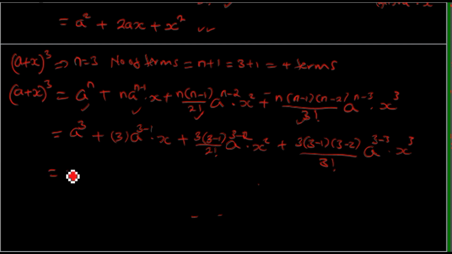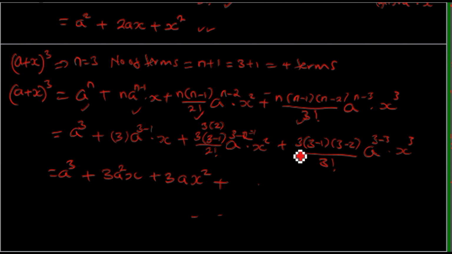Simplify that, you get a power 3, you add 3 times a power 2, because 3 minus 1 is 2, so you shall have 3a squared x, and then you add 3 into 3 minus 1. 3 minus 1 is 2. 2 times 3 is 6, and then 6 divided by factorial 2, you get 3, and then a is raised to power 3 minus 2, which is 1, and then multiplied by x squared, so that gives you 3ax squared.